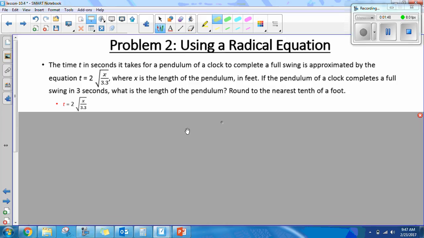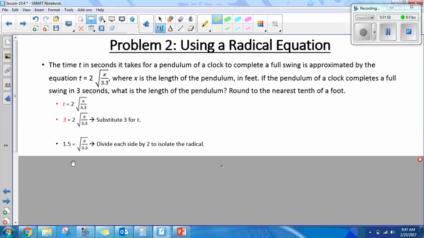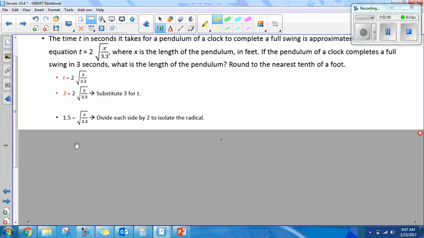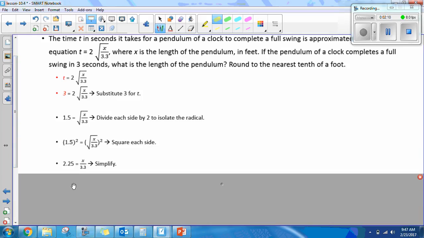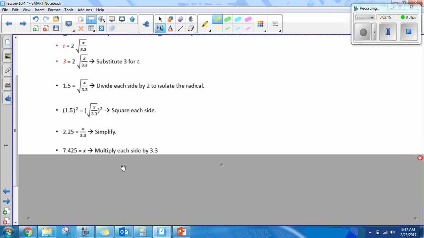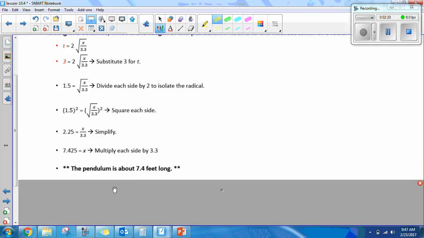So first we can substitute 3 for t, since that's the time it takes to complete a full swing. And then we'll divide by 2 on both sides. So we get 1.5 equals radical x over 3.3. Now we can square both sides of the equation, and we get 2.25 equals x over 3.3. To solve for x, we multiply each side by 3.3, and we get 7.425. So the pendulum is about 7.4 feet long.